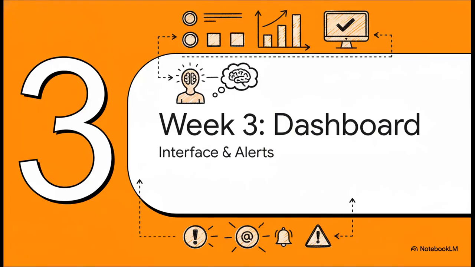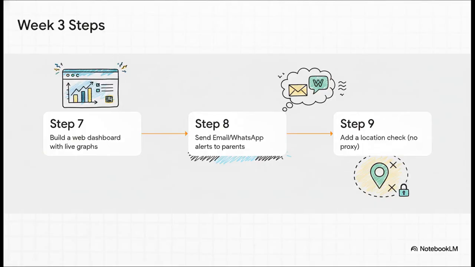And that brings us to our final block, the control panel. For week 3, we're focused on the human side of things. I mean, the system can see and think on its own now, but we need a way to actually interact with it, right? We need to see what it's doing and have it talk back to us. And this is where it gets really, really cool. Step 7 is building a web dashboard, so you can actually see live graphs and data on who's there and who's not. Then, step 8 adds a communication layer, sending out automatic emails or even WhatsApp alerts.